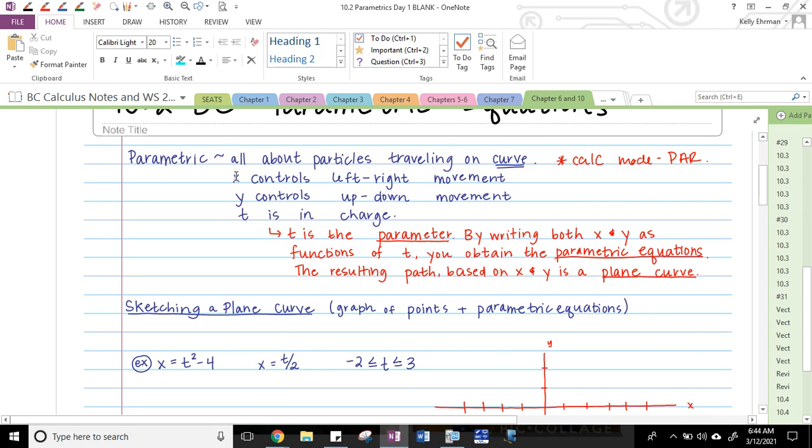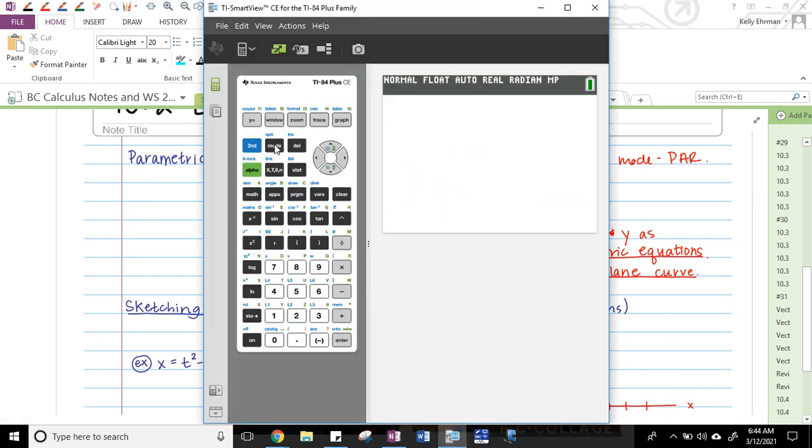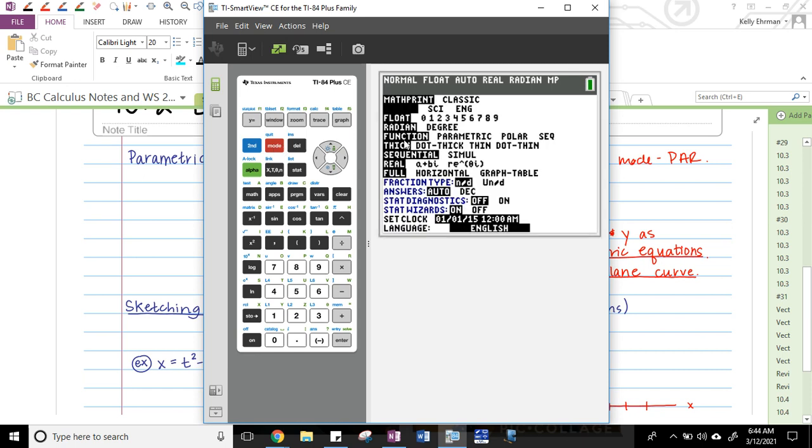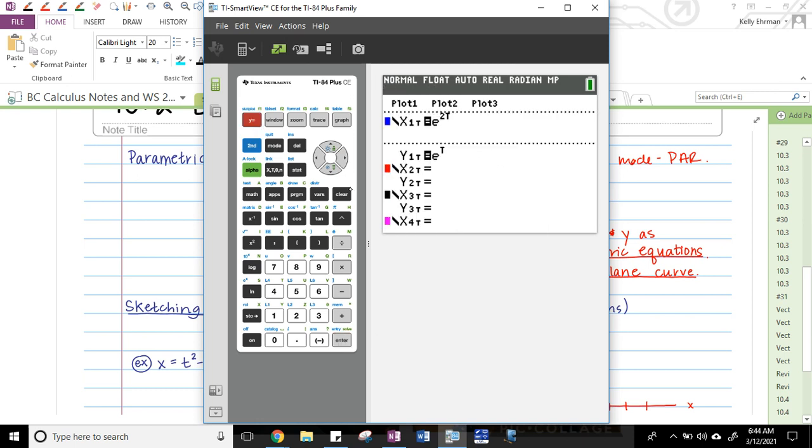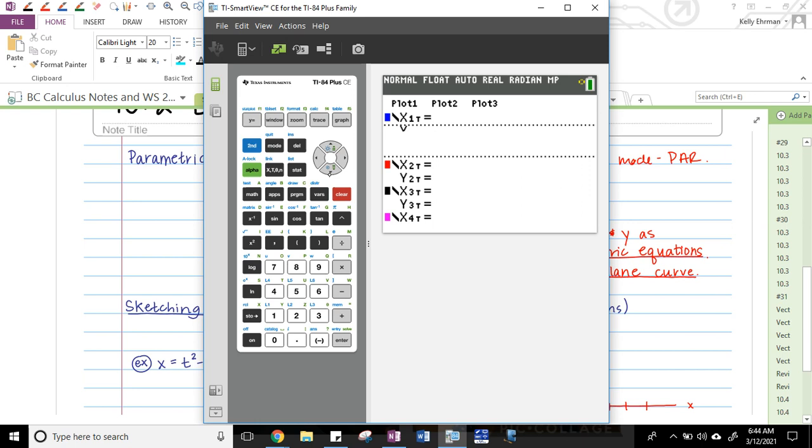Now, both x and y will be changing, and x will control the left and right movement of the particle, and y will control the up and down. Also, at times, not so much for the actual AP test, but if you're trying to check graphs and see what's going on, you might want to switch your calculator. Only if you're trying to graph a parametric, you might want to switch to parametric mode. Doing that changes your y equals so that you can see you have an x1 of t and a y1 of t. And so we'll get into that in a minute.